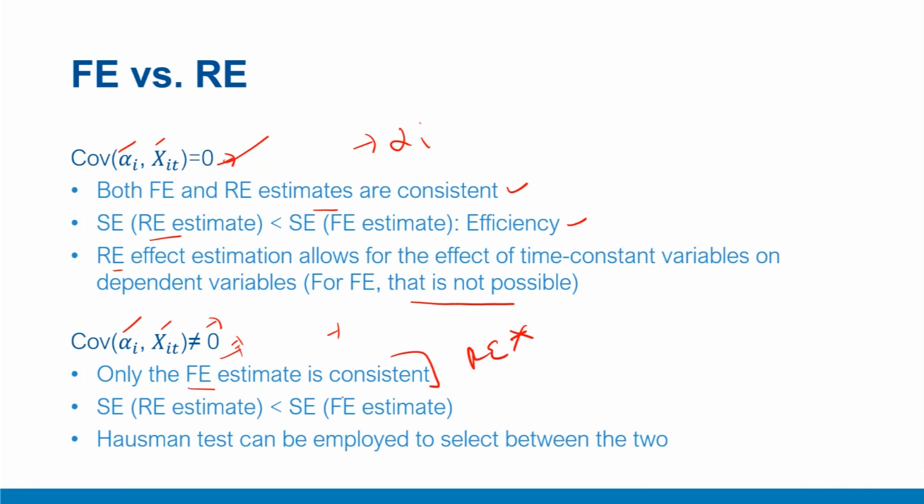This particular dynamic can be tested with the help of the Hausman test. The Hausman test statistic can help us in the selection criterion. Let's see how.